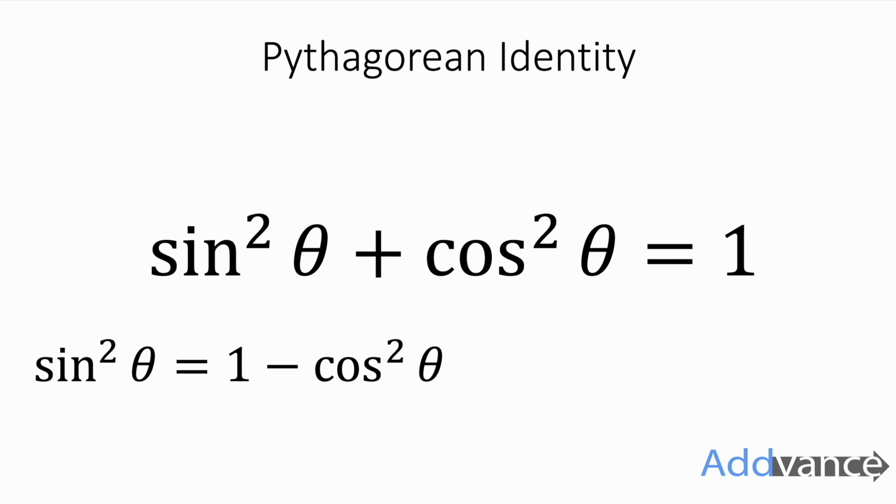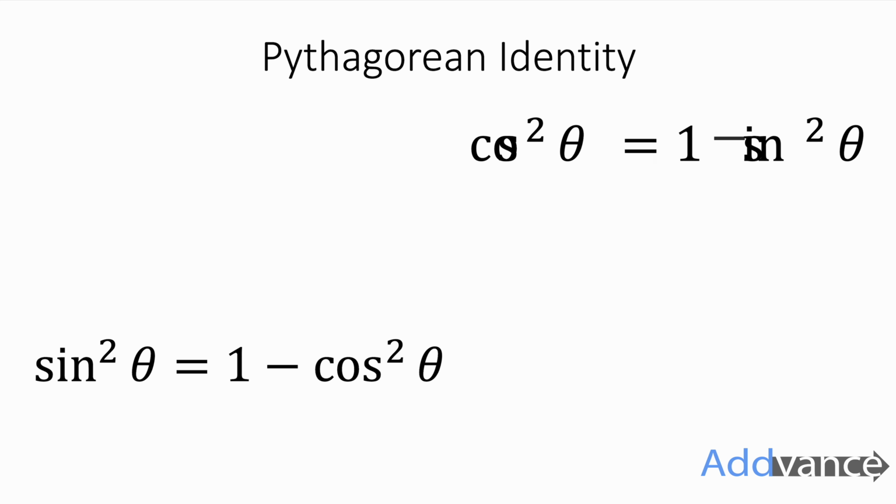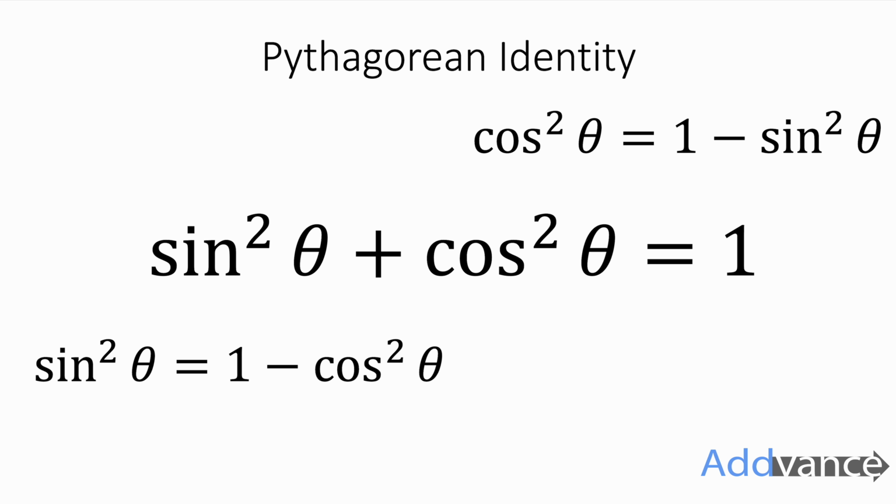We can rewrite this like this, take the cos squared theta off both sides, and we get the expression for sine squared theta, or we could also write it like this, which gives us an expression for cos squared theta. That is the Pythagorean identity, and it is very, very important in mathematics.